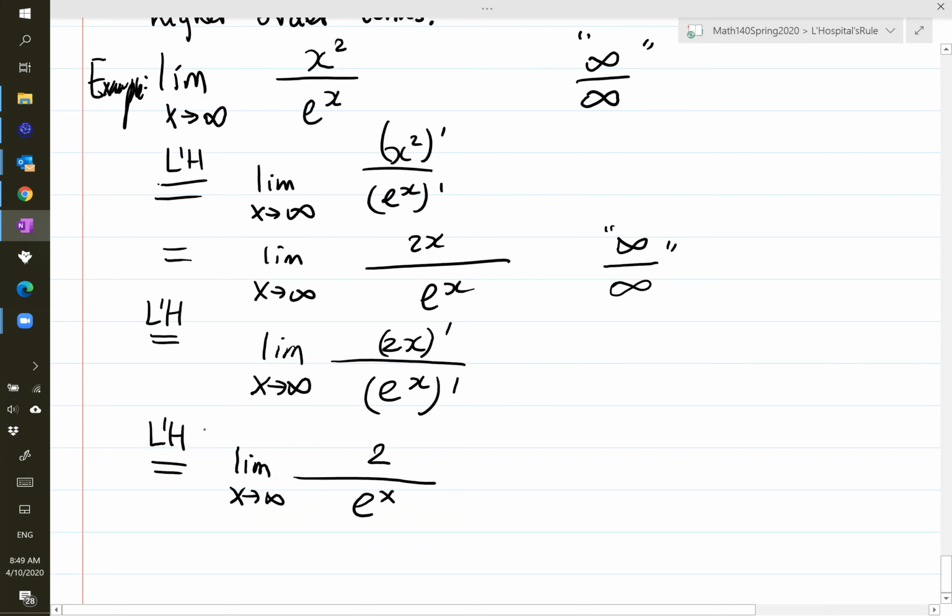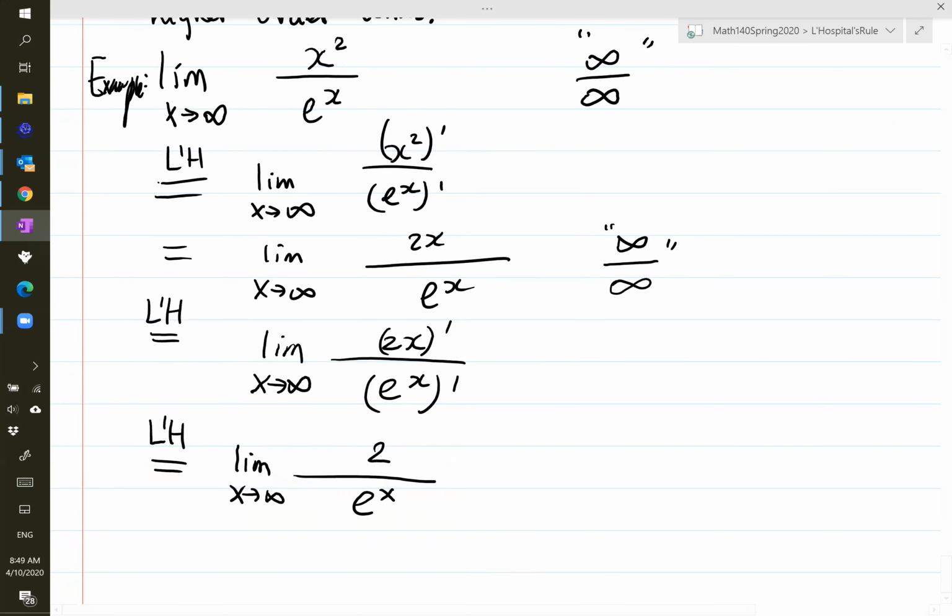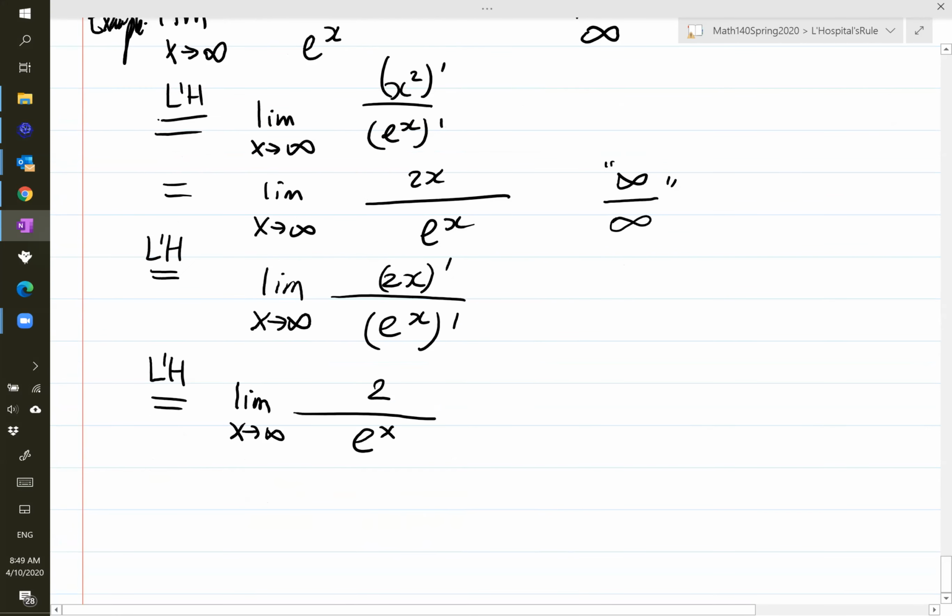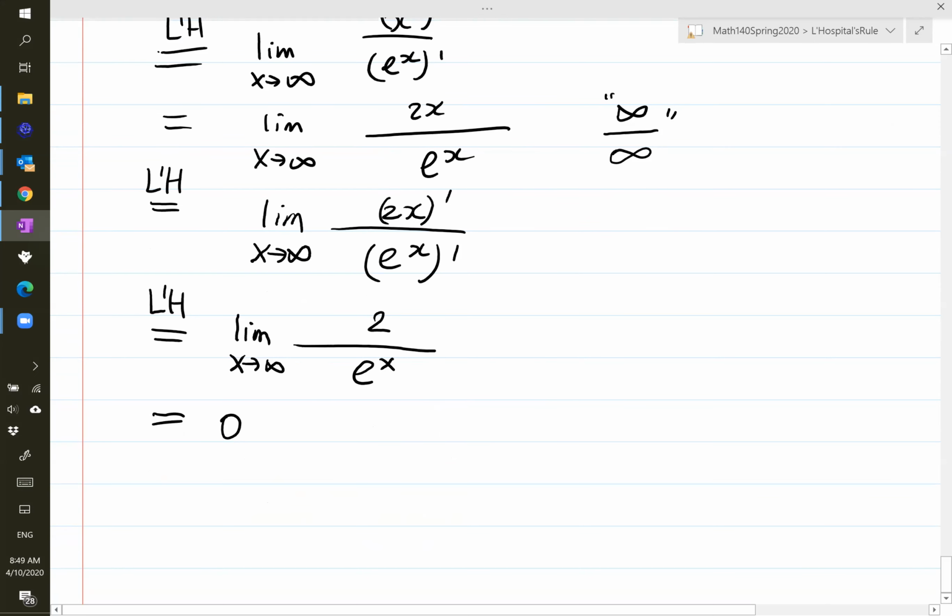Now as x approaches infinity, e to the x approaches infinity. Now 2 over a huge number, 2 over a billion, is really close to 0. So this limit turns out to be 0. Now, what does this mean?